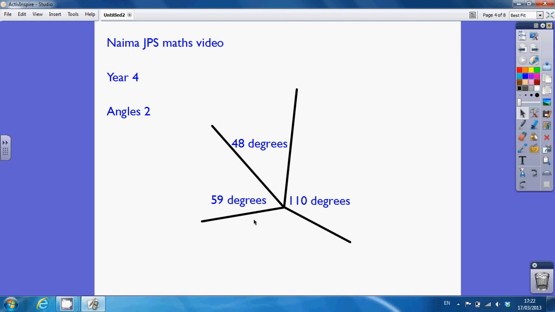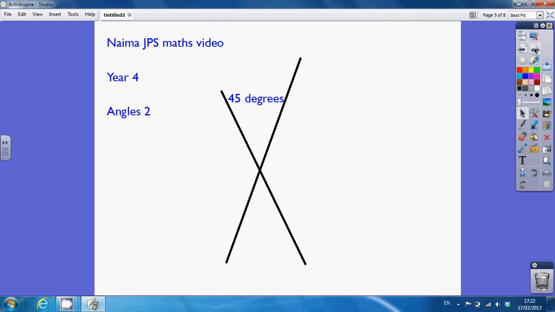So again, we can use our knowledge to think, does that sound about right? A straight line would be along there, 180, and this is a bit smaller than that. Okay, it's between a right angle and 180, so 143 would make sense. Okay, so this angle here is 143 degrees. Okay, on to the next one. Have a think how you could work this one out. It's a bit more tricky.